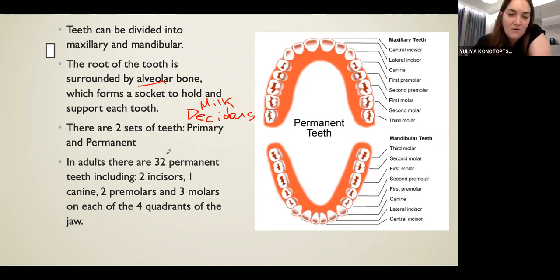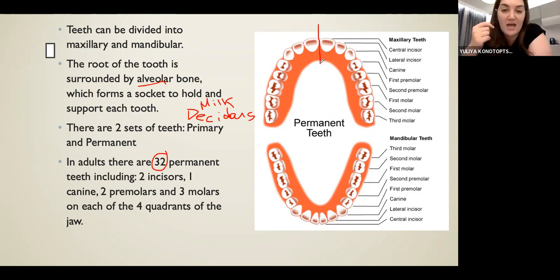How many teeth are there? There are 32 permanent teeth, and you need to remember that they have different structures and shapes. We have 2 incisors, 1 canine, 2 premolars, 3 molars. How do you count them? You divide into quadrants. So this is your upper teeth, right? Half is here, this is the first quadrant. This is the second quadrant. This is the third quadrant, and this is the fourth quadrant.